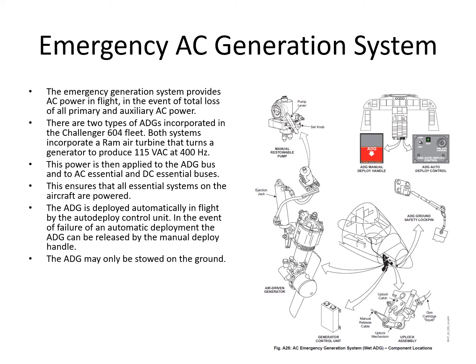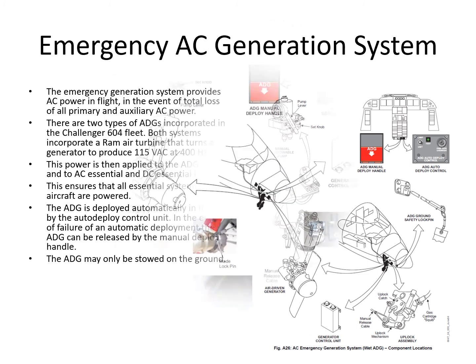So when the ADG is deployed, it produces 115 volts, and this power is then fed onto the ADG bus, and from there it feeds onto the AC essential bus and the DC essential bus. So all the other AC loads and DC loads are lost. This ensures all essential electrical systems are powered.